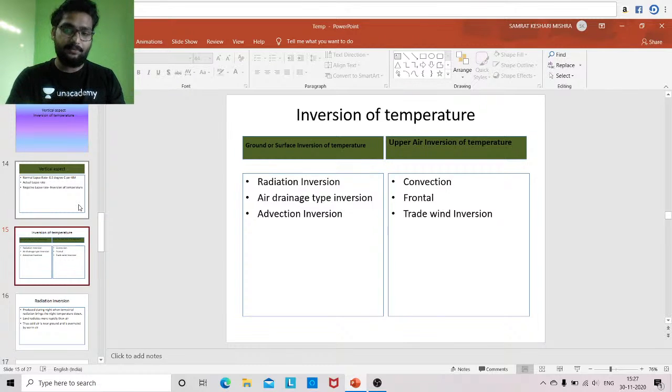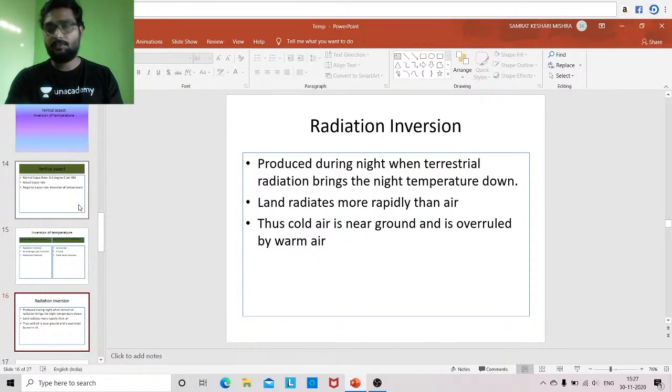Basically, inversion is classified into two types: ground or surface inversion of temperature and upper air inversion of temperature. Ground inversion is again of three types: radiational inversion, air drainage type inversion, and advection inversion. Upper air inversion is of three types: convection, frontal, and trade wind inversion. First we will discuss the radiation type of inversion.